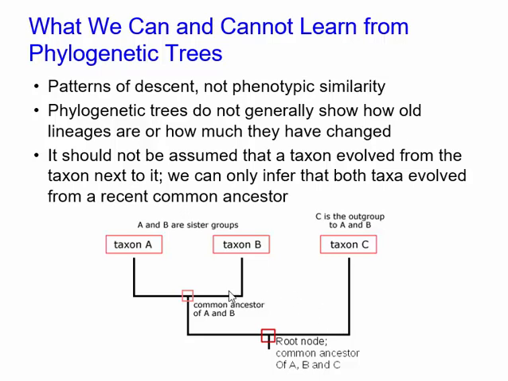Another important thing here, it shouldn't be assumed that one taxon evolved from the one next to it. So let's say A here. We could think of a human chimp example. Humans, let's say, are A, chimps are B. Humans did not evolve from chimps, right? It's just that we have a common ancestor.